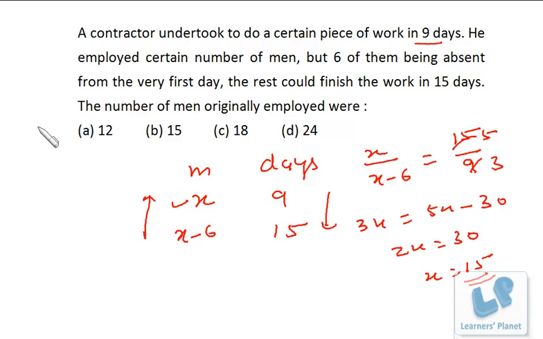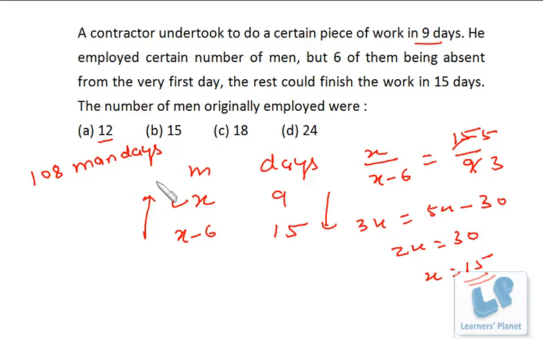You can even go by options. Suppose initially there were 12 persons. Let's go one by one. Initially, suppose there were 12 persons. That means for 12 persons, the work is for 9 days. That means the work is of 12 into 9, that is 108 man days.